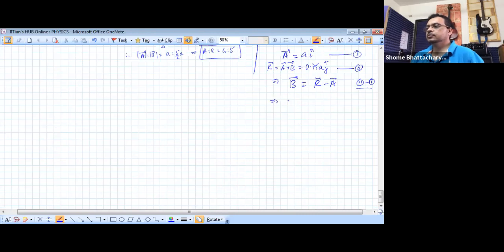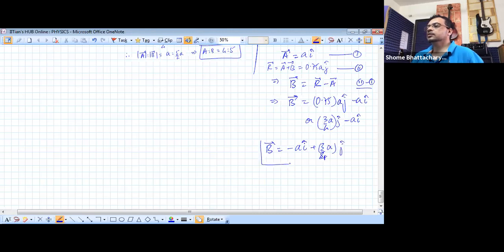I'll explain by the parallelogram law method. So vector B is becoming 0.75 a j cap minus a i cap, or you can write it as 3 by 4 a j cap minus a i cap. So vector B is minus a i cap plus 3 by 4 a j cap. Now you can see that the magnitude of B, when we solve this, we get as 5a by 4. So there you are. A is to B is a is to 5a by 4.